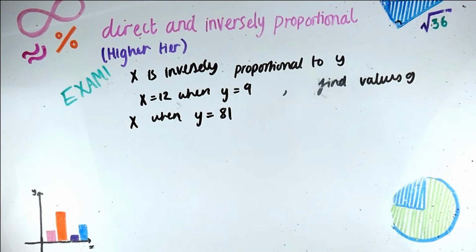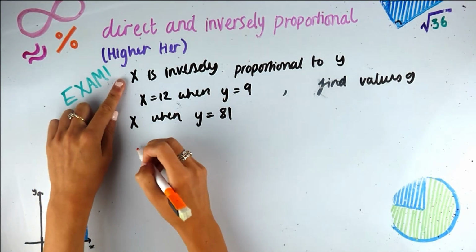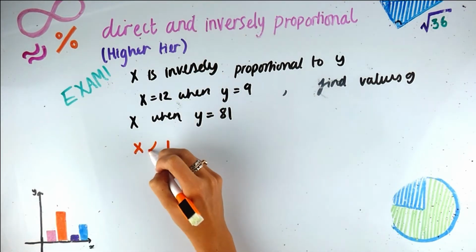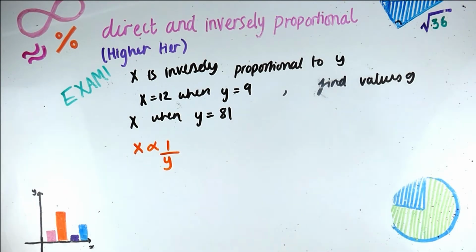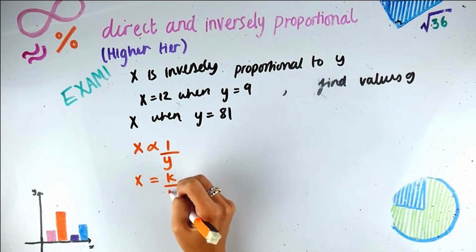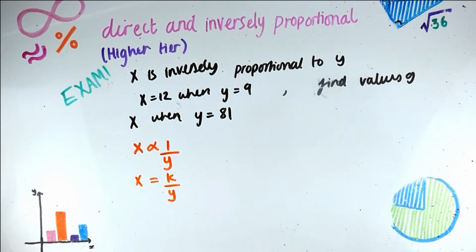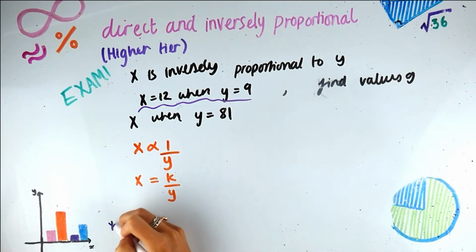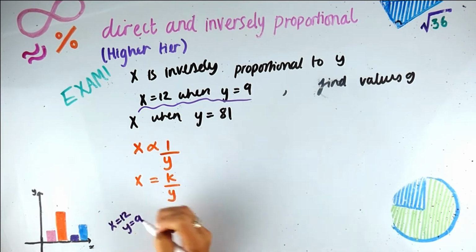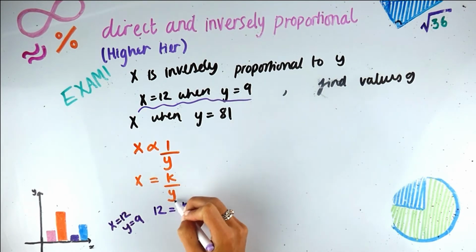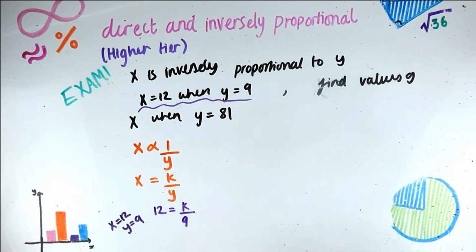Okay, so similar again, x is inversely proportional to y, etc. So let's deal with this first. So x is 1 over, proportional to y. We can replace the proportional sign with equals k. There we go. Now we're going to sub in the values we know. So we know that when x equals 12, y equals 9. So let's put that in. So x is 12, equals k, which is what we're trying to find out, over y, which is 9.